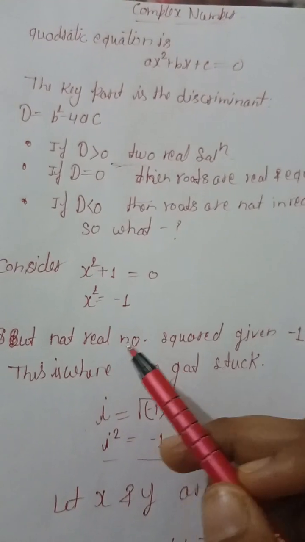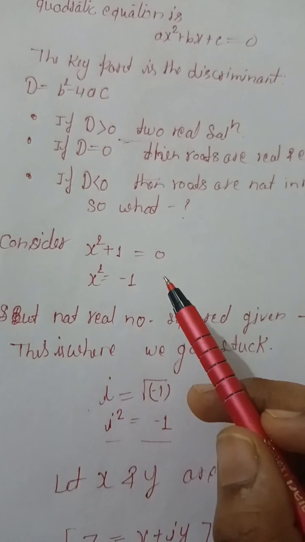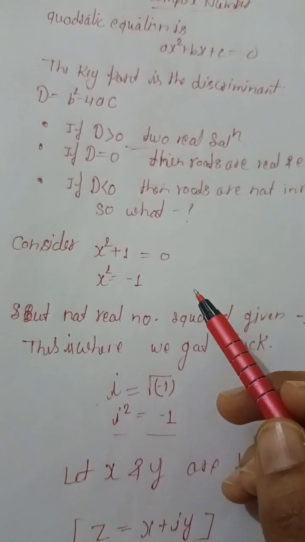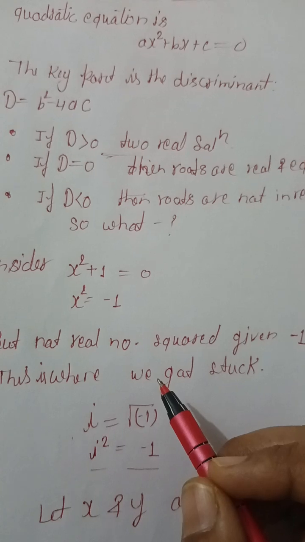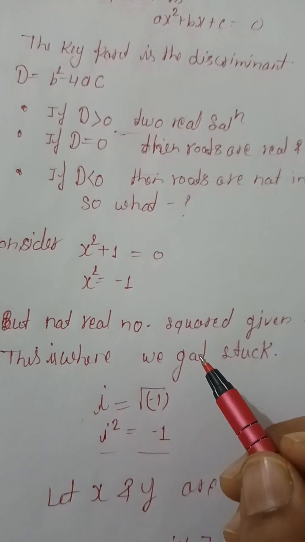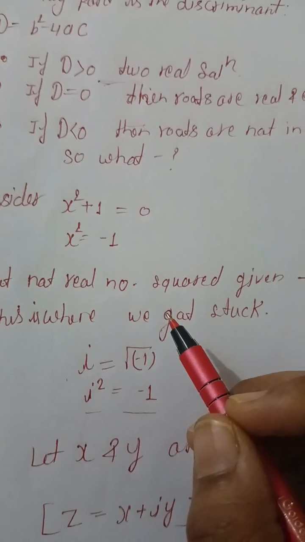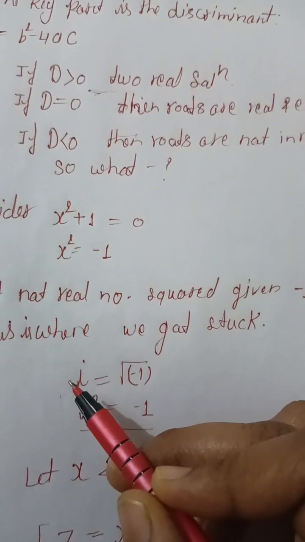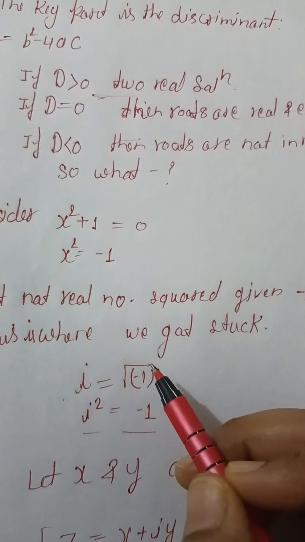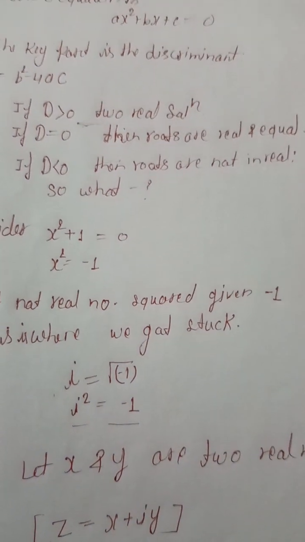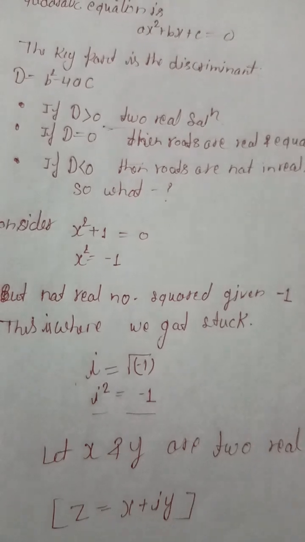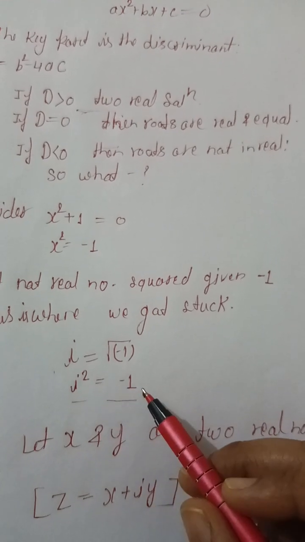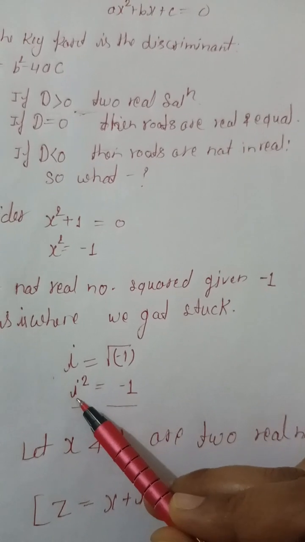So we see there is no solution, then we got stuck there. But in 1707, a mathematician called Leonhard Euler was the first to use the symbol i, which is equal to root of -1, and having the property i squared equal to -1, and he called the symbol i imaginary, and also called iota.